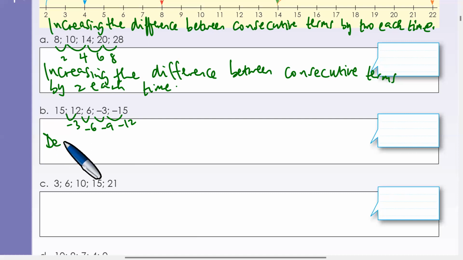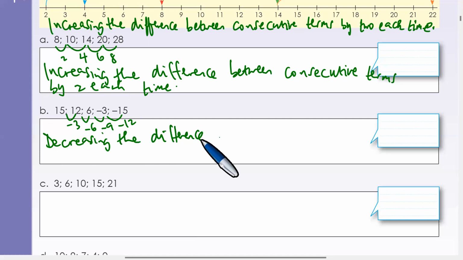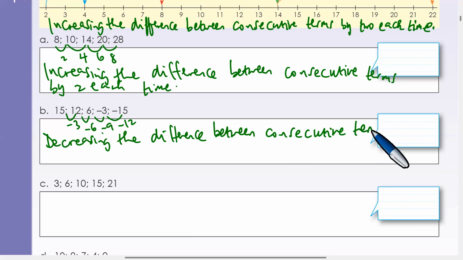We would call these decreasing the difference between consecutive terms by 3 each time.